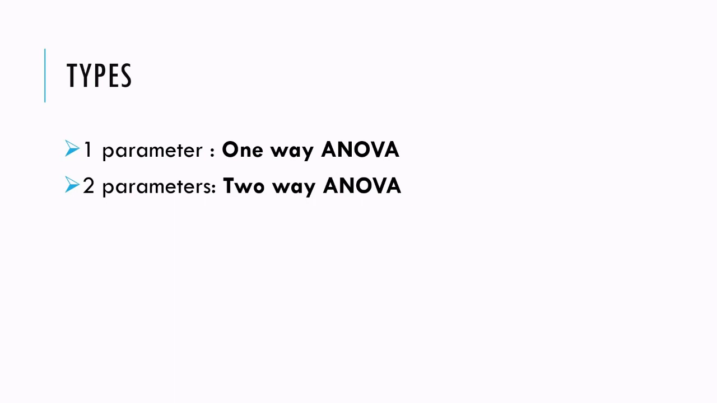If we are comparing two parameters at a time, suppose we have given fertilizer in the farm and we are also analyzing the impact of the rainfall on the farm yield. So we are comparing two parameters at one time. Two parameters: one parameter is your fertilizer and the second is the rainfall. So you are comparing two parameters. Such a type of ANOVA is known as two-way ANOVA.